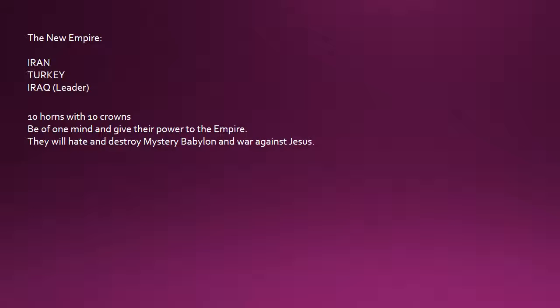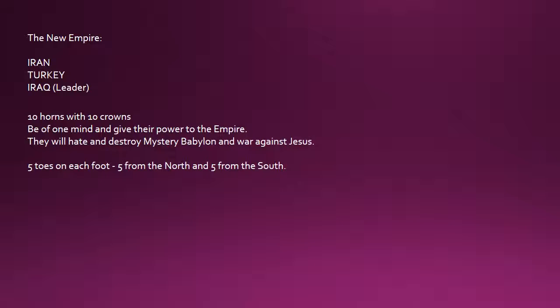So if these horns match the 10 toes, then we may have been given another clue. We know the empires of the statue in Daniel, and we know it separates into north and south. So with the 5 toes on each foot, there may be an indication of 5 kings from the north and 5 from the south. So can we work out which ones they may be?